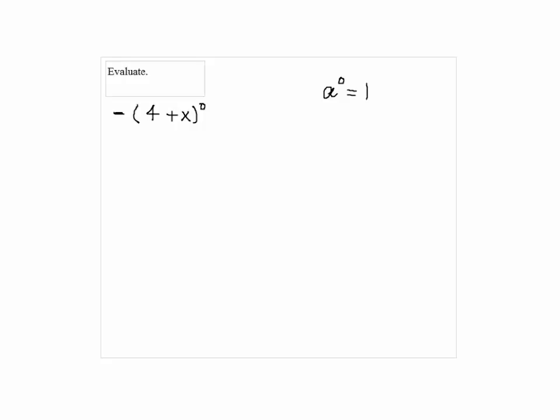Recall a to the power of 0 is equal to 1, as long as the exponent is 0, regardless of what we have for the base, the result would be equal to 1. So (4 plus x) to the power of 0 would be equal to 1. Negative 1 times 1 would be equal to minus 1.